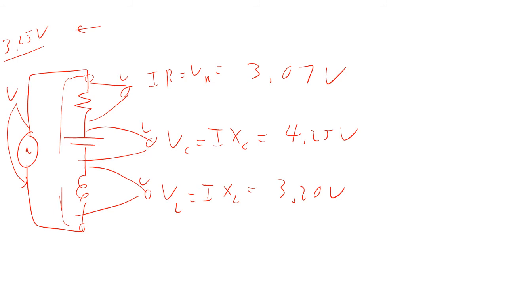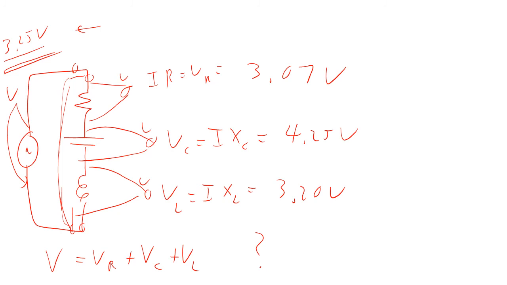Well, wait a minute. We're used to thinking the voltmeter from there to there is the sum of all of those. So we would expect the total voltage to be VR plus VC plus VL. So why is it not the case? Because clearly those don't all add up to 3.25. What's going on here?